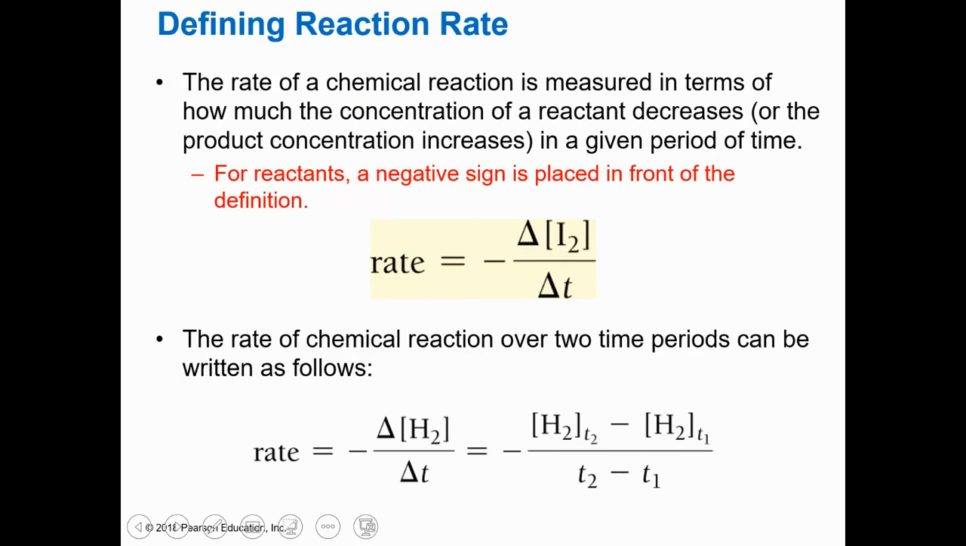As we go through this reaction rate, just remember that we're always going to use up our reactants, and because of that, we're going to put a negative sign in front of this rate equation because our reactants are going to decrease in concentration over time. Also, from here on out, brackets mean molarity. Notice here we've got I2 with brackets. That means the molarity of I2. And delta is just the change in, just like everything else, final minus initial. Same thing with time.